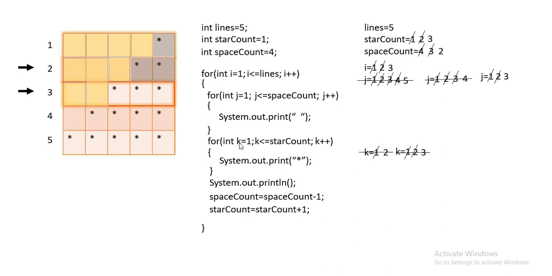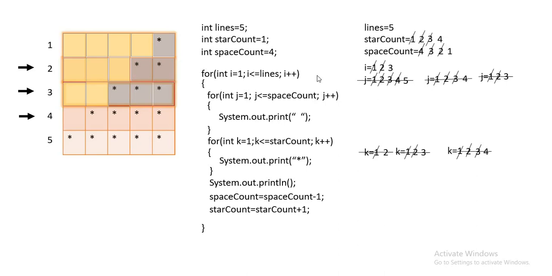and come to this for loop. Now int k equal to 1, 1 less than equal to 3, condition true, so print star. Similarly these two stars also printed until k becomes 4. So print the stars and end this for loop. Now print the new line and reinitialize the space count and star count variables. Space count becomes 1 and star count becomes 4.